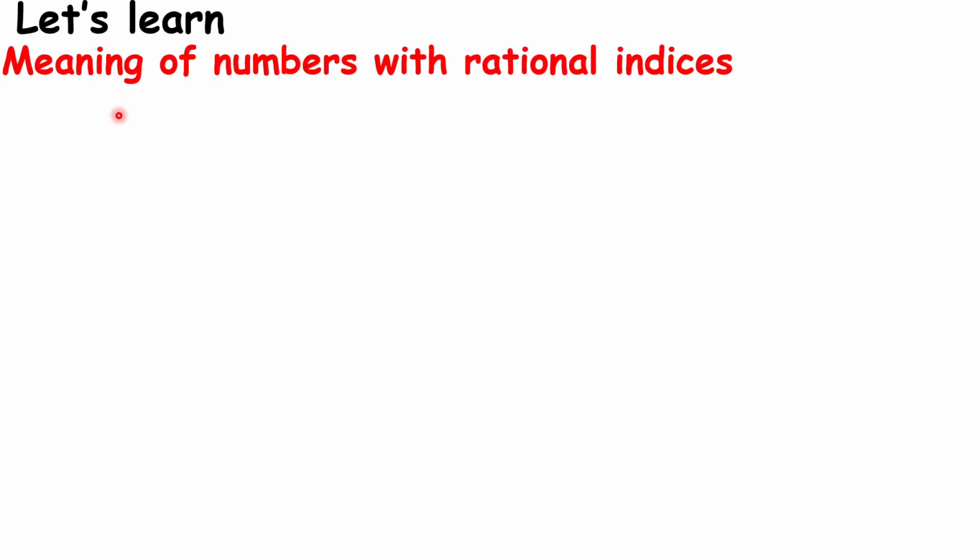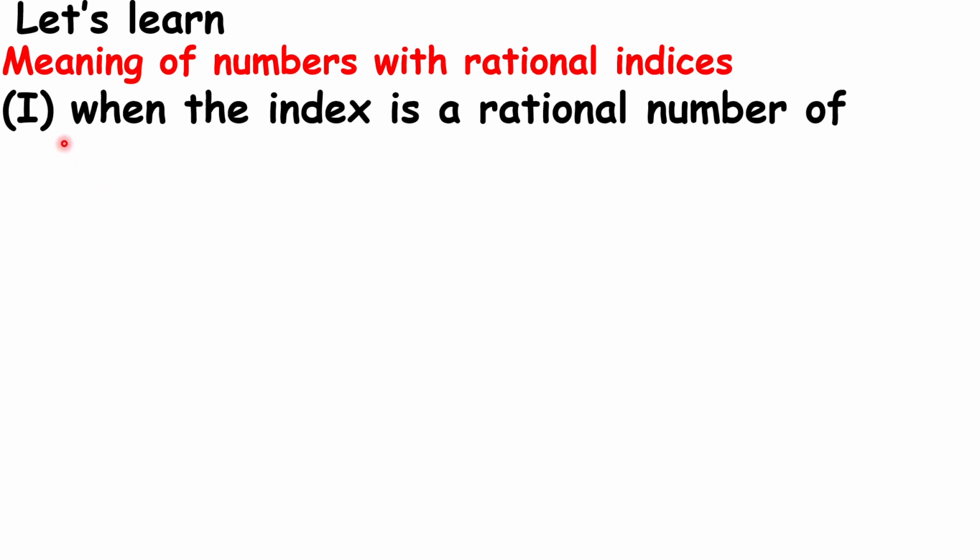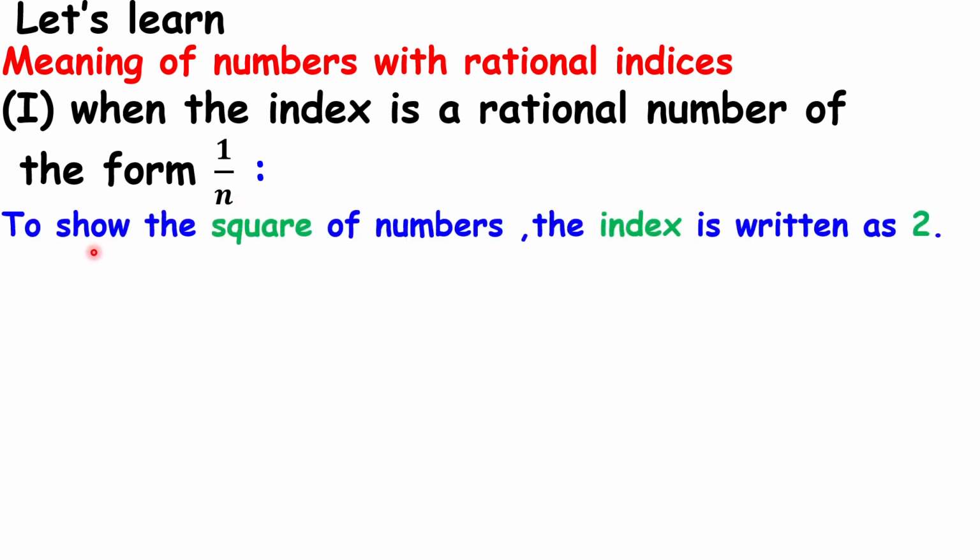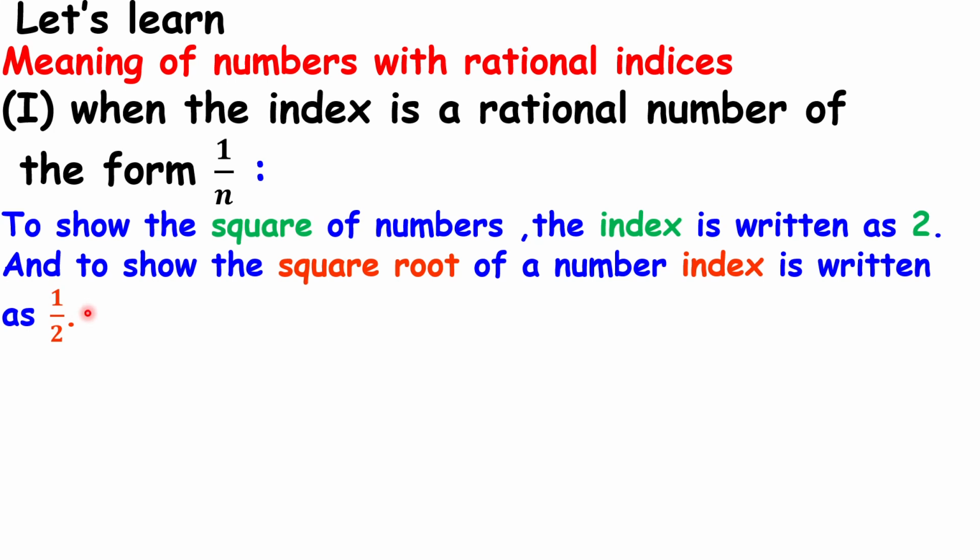Let's learn meaning of numbers with rational indices. First, when the index is a rational number of the form 1 upon n, means if the index of the given number is in the fraction form 1 upon n. We know to show the square of numbers, the index is written as 2, and to show the square root of number, the index is written as 1 upon 2.